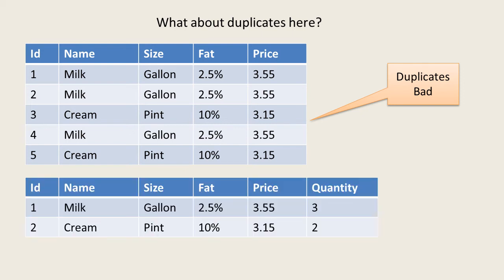The proper design is shown at the bottom of the screen. The proper design will be to introduce a quantity column. So in this case, each row in the table describes a kind of item we have on the shelf, and we have a quantity which shows how many of them we have. So this design is obviously better.